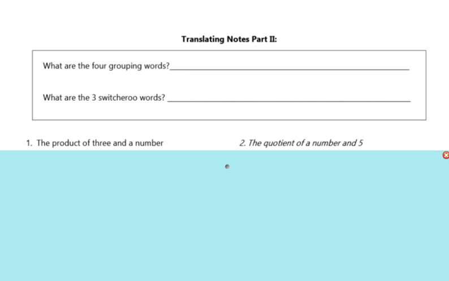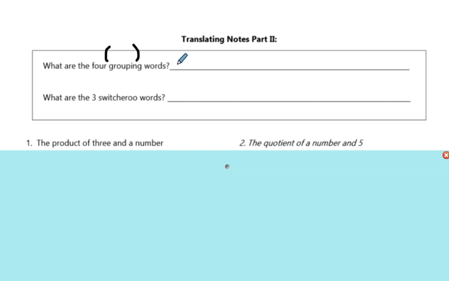So there are a few more things I want to clarify with translating, so we're going to do that today in these notes. The first thing we're going to start off with is grouping words. Grouping, remember, means like parentheses, so two parentheses, grouping two numbers, adding, subtracting, multiplying, or dividing.